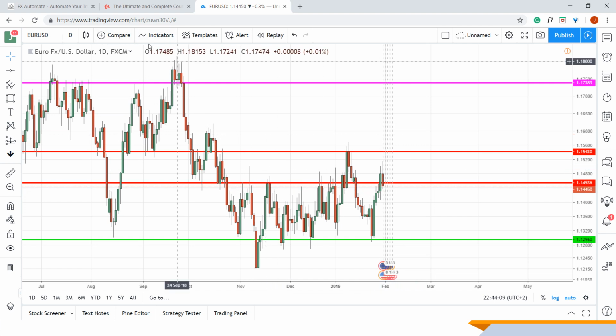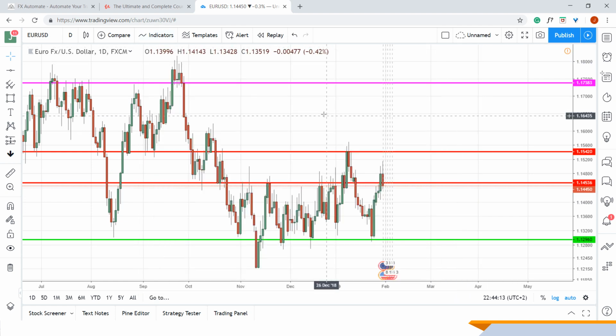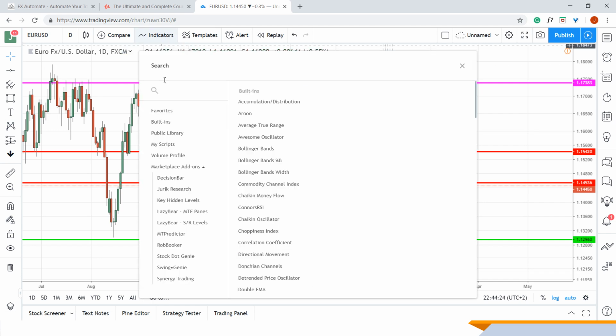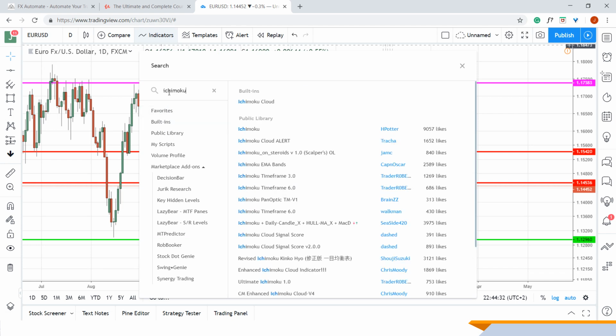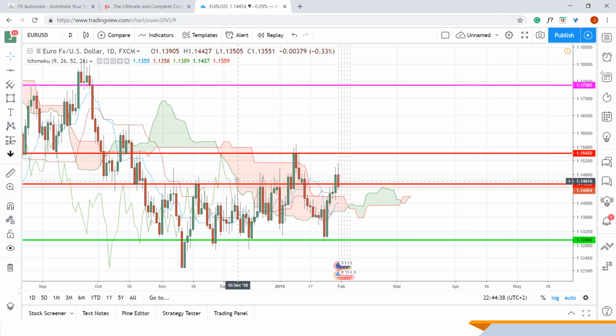Okay, but now for the moment of truth. So we are looking for the Ichimoku indicator. Most charting platforms will have the Ichimoku indicator readily available, preloaded or built-in. TradingView also has it built-in. So you can look under the menu item here called built-in, or you can just type in Ichimoku. There we go, Ichimoku Cloud. And there it loads the Ichimoku Cloud.